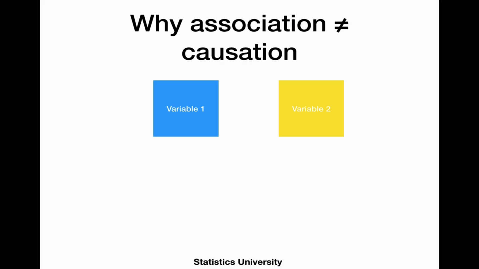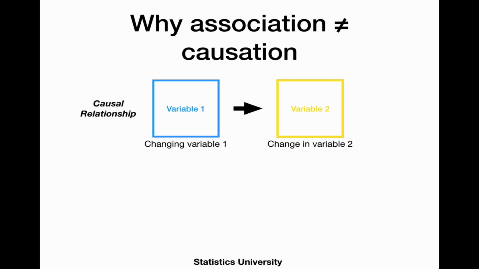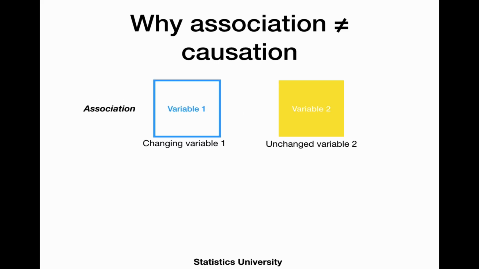And we can ask ourselves a question to determine whether something might be causally related. And that question is, if I change variable 1, would it be reasonable to expect that variable 2 might also change? If that's the case, then that might signify a causal relationship. Whereas in association, such a change is not expected, because there is no cause and effect pathway between these variables.